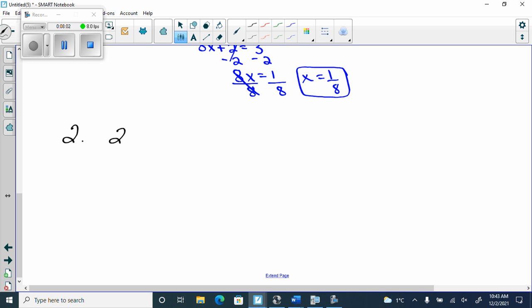Solve 2 bracket 3 to the x plus 3 equals 8. Either way, whether it's common base or not, when it's exponential, we have to move that 2. How do we move that 2? Divide it over. So we are going to get 3 to the x plus 3 equals 4. Then I ask myself, can I make a common base with 3 and 4?